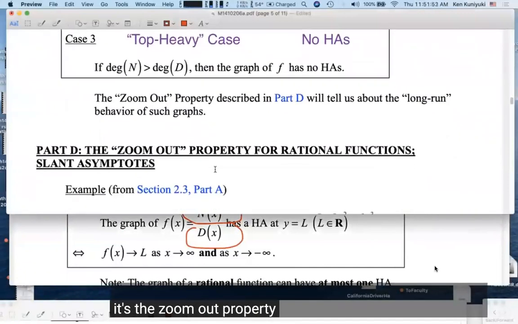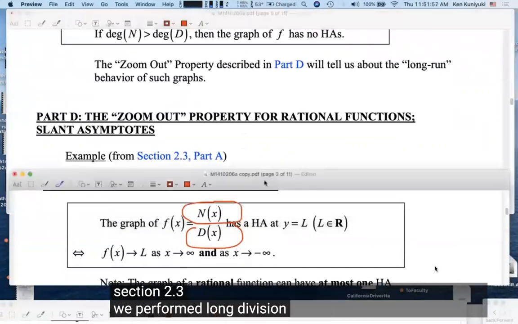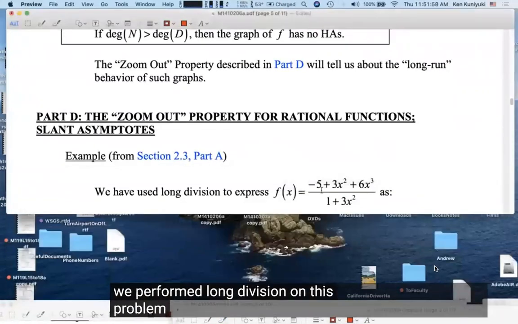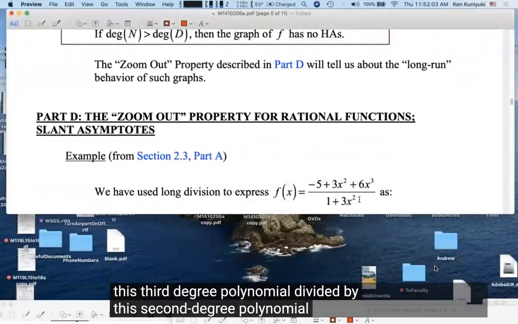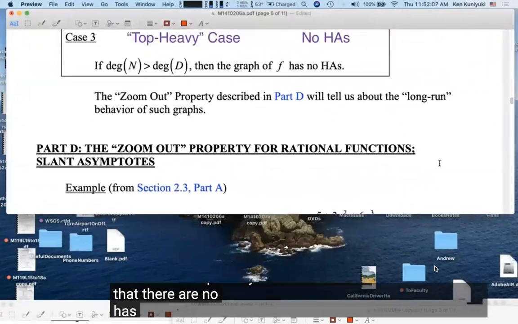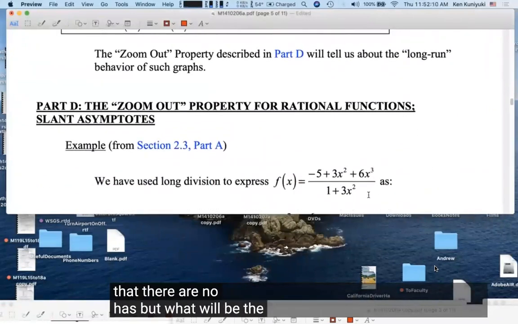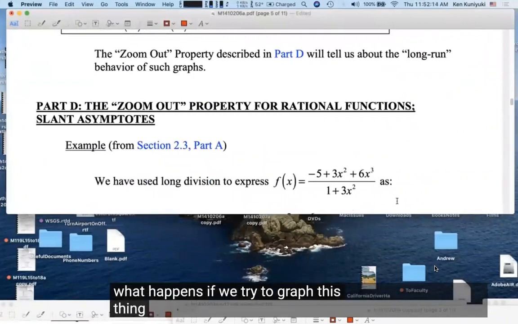It's the zoom-out property. Back in section 2.3, we performed long division on this problem: this third-degree polynomial divided by this second-degree polynomial. This is the top-heavy case, so we know that there are no HAs. But what will be the long-run behavior of this function? What happens if we try to graph this thing?